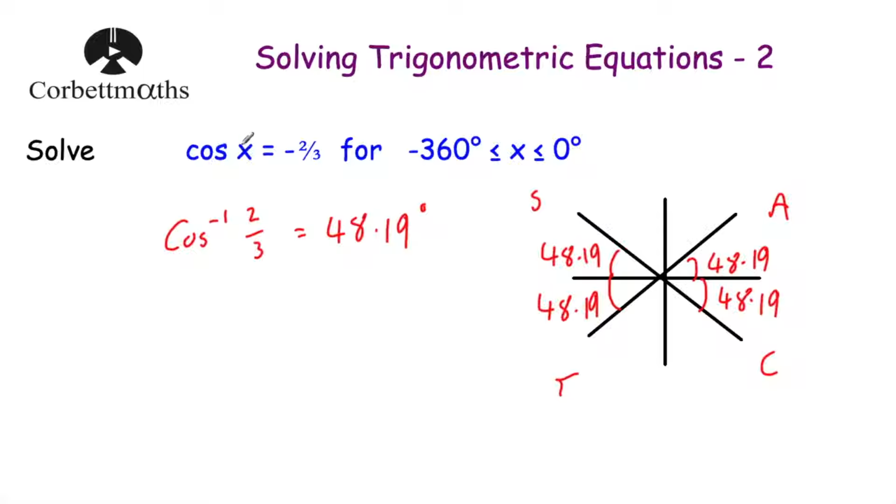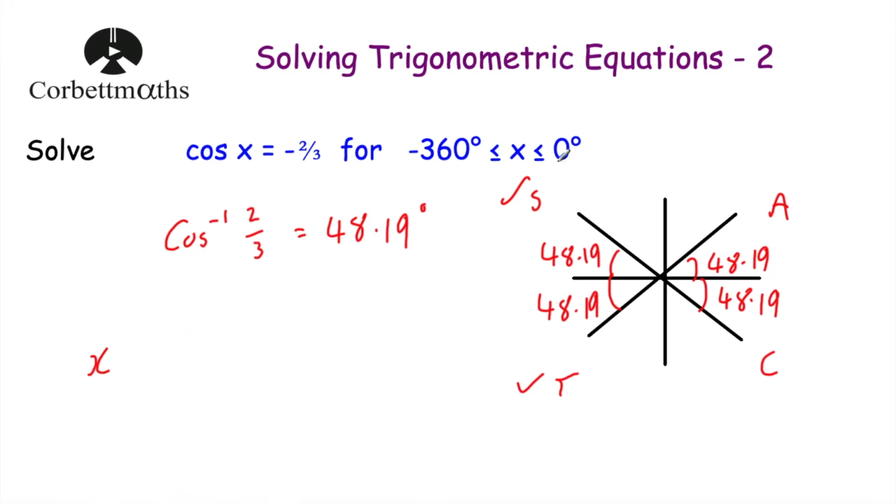Okay, now here, if we go back to the question, we had cos x was negative 2/3, so we're looking for the quadrants where the cos is negative, so the cosine will be negative. Well, it's going to be positive here, it's going to be negative in this quadrant and negative in this quadrant, so these are the two quadrants we're interested in. Okay, so now let's find the values of x.